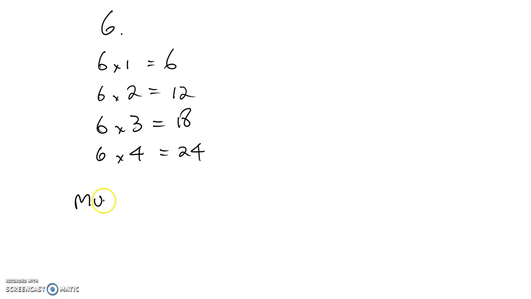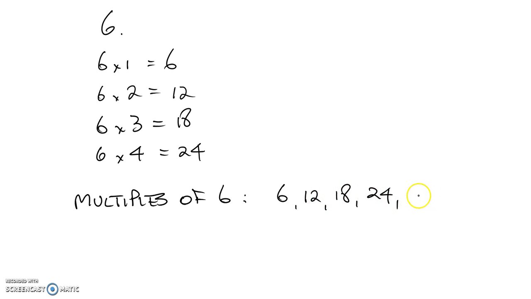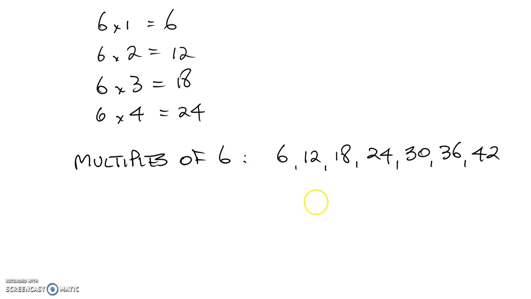So then we can say that the multiples of 6 are 6, 12, 18, 24, and we could keep counting up in sixes to get the rest of them. 30, 36, 42, and so on. So they're the multiples of 6.